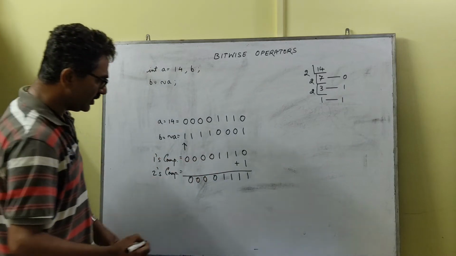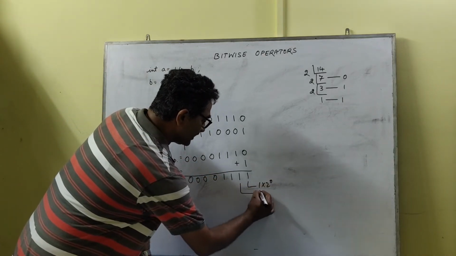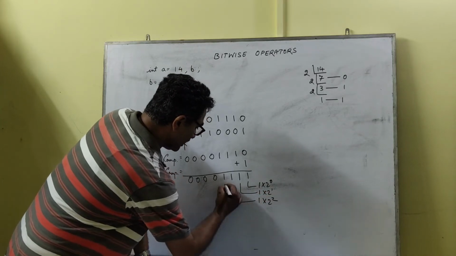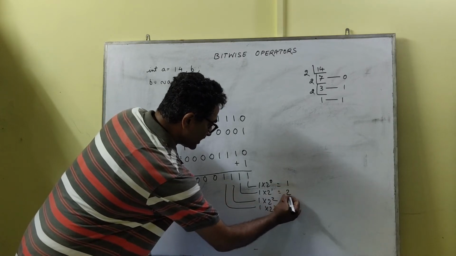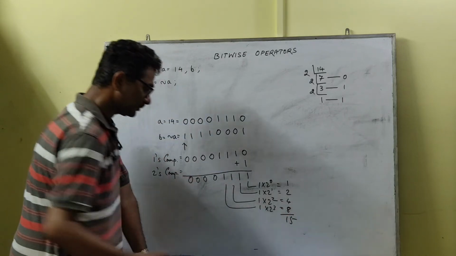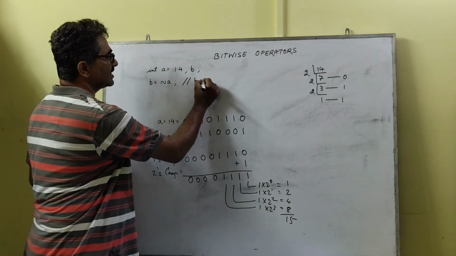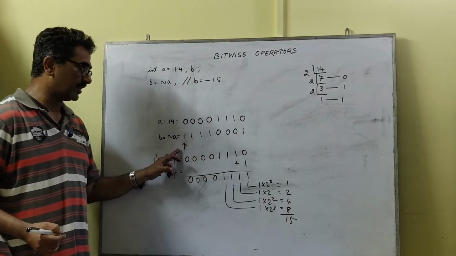Now we convert this to decimal. So 1 into 2 to the power 0 using the usual method, 1 into 2 to the power 1, 1 into 2 to the power 2, again 1 into 2 to the power 3. So this happens to be 1, this is 2, this is 4, this is 8. When we add this up, we get 15. So the value inside B is minus 15. Why minus? Because we had a 1 at the extreme leftmost end.